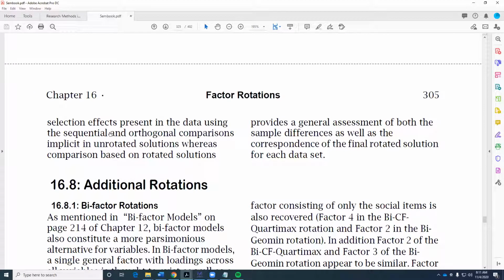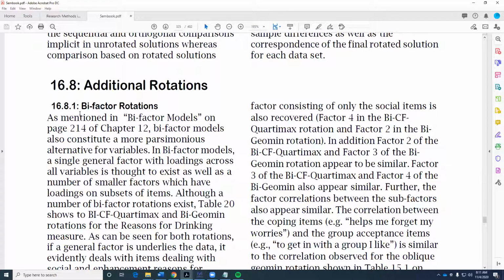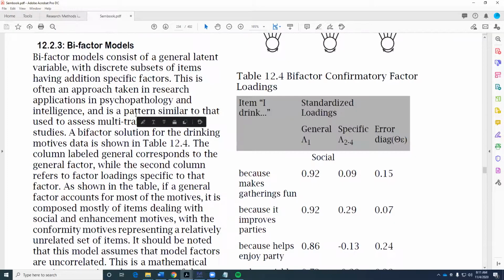So I have mentioned earlier that, in addition to the rotation methods we've talked about before, which are attempts to look at simple structure, correlated factors, and trying to find solutions where the items hopefully only load on one factor, with Geomin actually more successfully recovering rotational loadings when that assumption is not met, it's also possible to look at bifactor models.